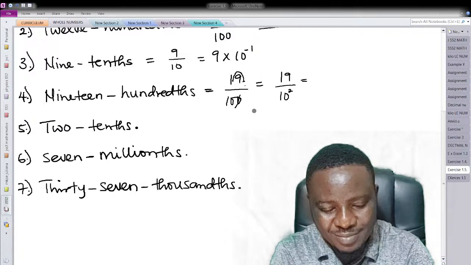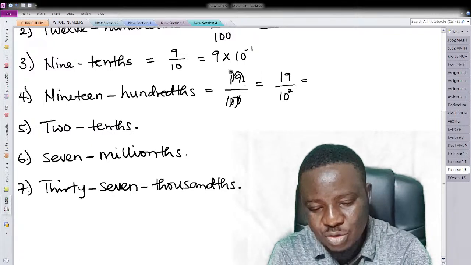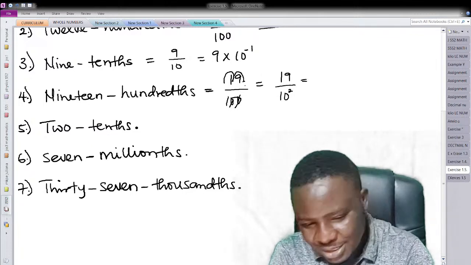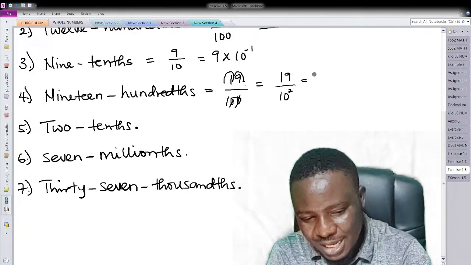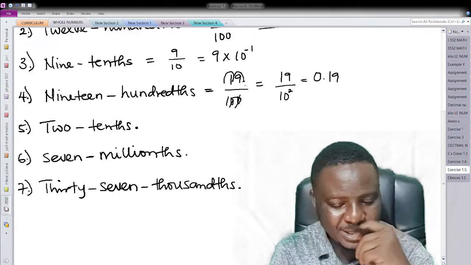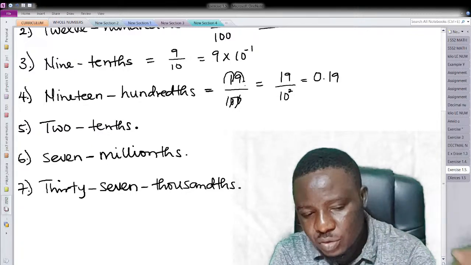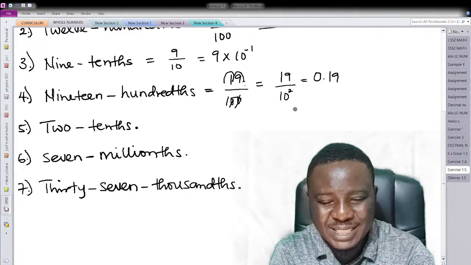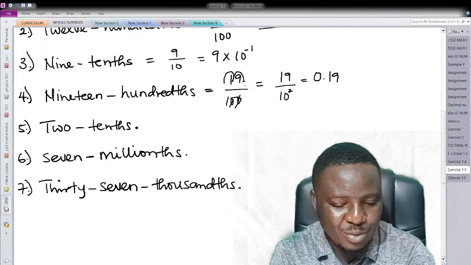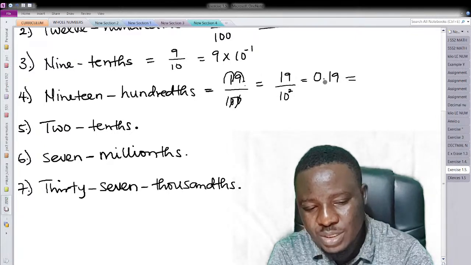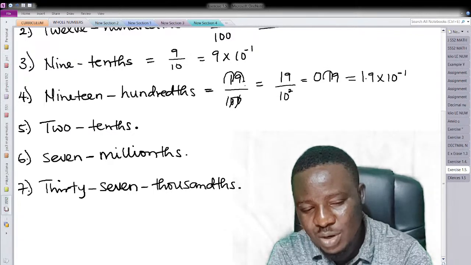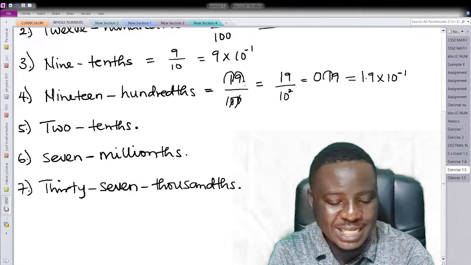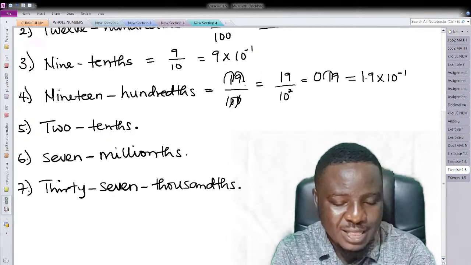Yes, sir. And canceling the other 0, you move it also to this, right? So it definitely means that the answer now becomes 0.19, right? Yes, sir. So if this is 0.19, expressing this in standard form, this is going to be equal to, move this decimal point one time, it becomes 1.9 times 10 raised to the power of minus 1, because we have moved the decimal point one time to your right.